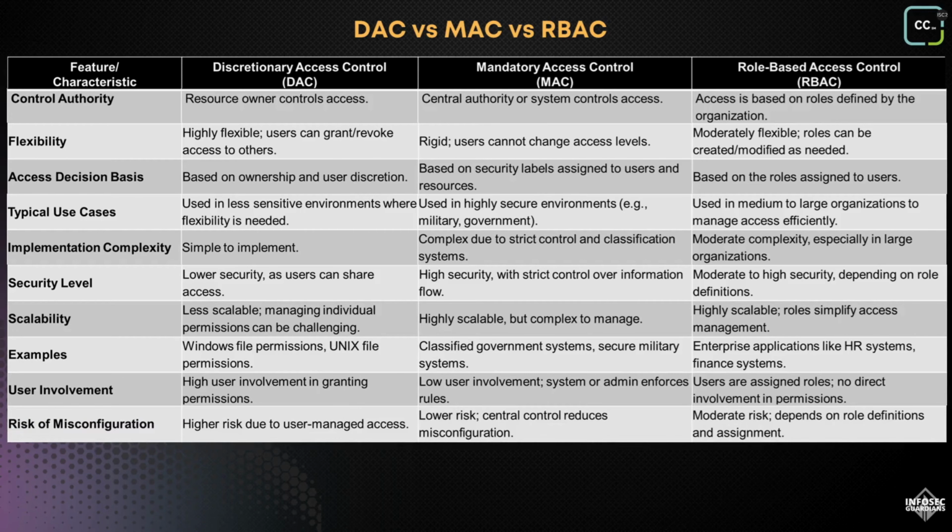Finally, risk of misconfiguration. DAC has a higher risk of misconfiguration because users manage access. MAC has a lower risk since central control reduces the chances of mistakes. RBAC carries a moderate risk, depending largely on how well roles are defined and managed.